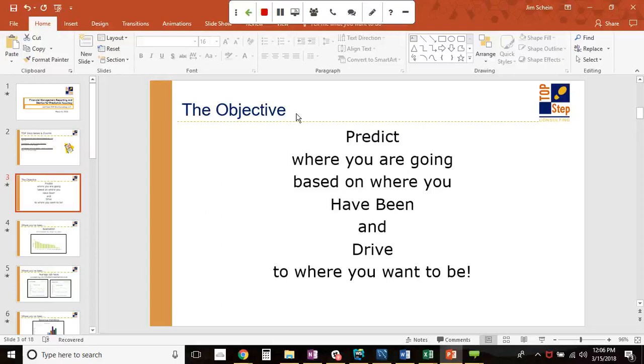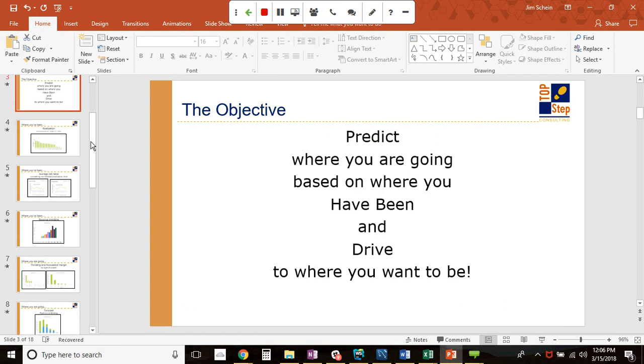The objective of your financial reporting is really exactly as it's stated here: predict where you're going based on where you've been and drive to where you want to be. Some of the slides that Jody showed last week, we're going to talk about in a little bit more detail today and go into how we can generate this information, how we can use this information.